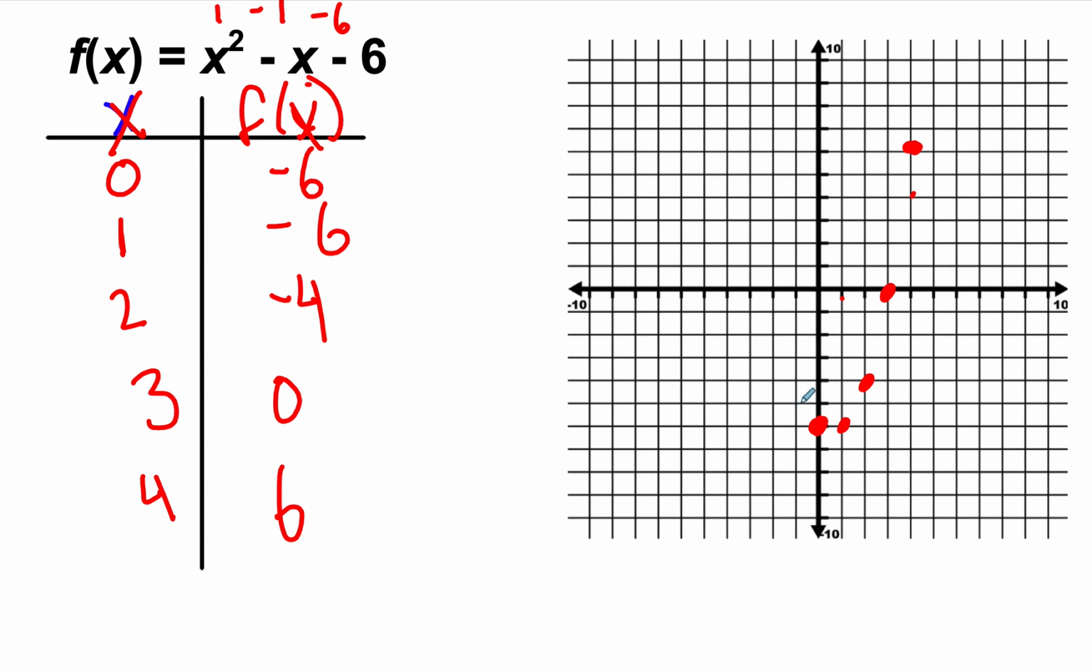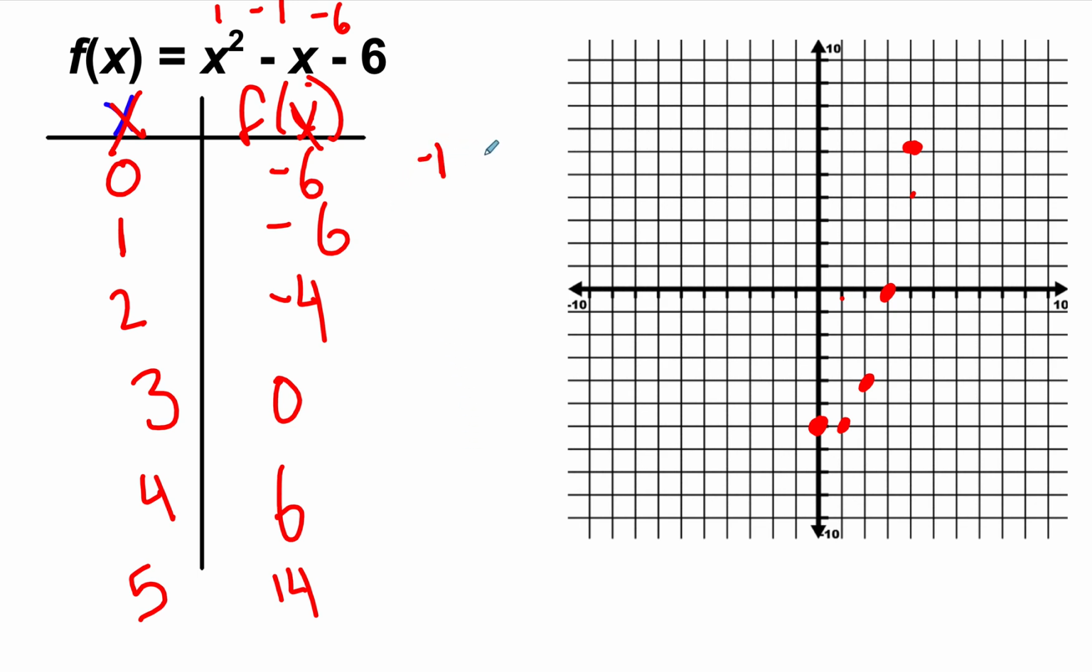What do we have now? If you were to guess, based on what you see, do you think 5 will be on or off the graph? To be honest, it'll be off the graph. If you guessed that, good job. We'll have 25 minus 5 is 20, minus 6 is 14. That's way off the graph. I'm not even going to try to graph that one.